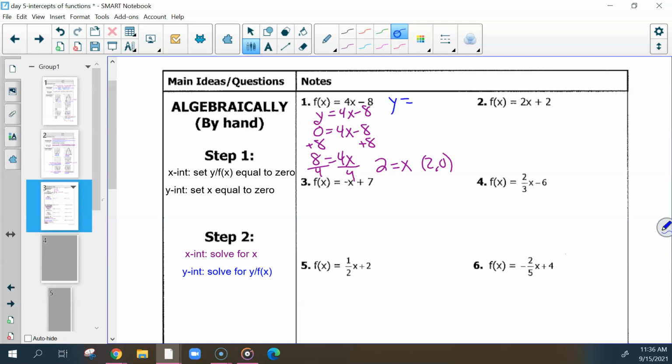I'm going to just rewrite this as the y. But now I'm going to put 0 in for x. And figure out what y is. Well, this is just going to become 0. And 0 minus 8 is negative 8. So that ordered pair would give me 0, negative 8.